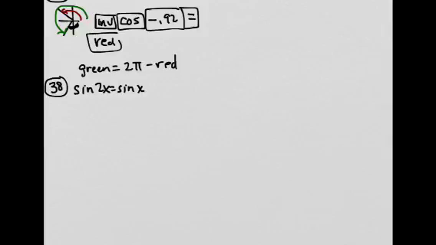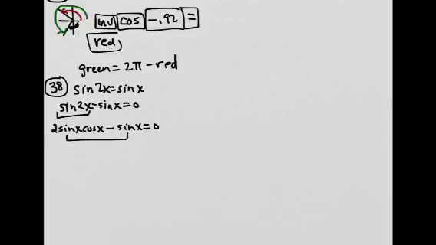For number 38, you're solving sine 2x equals sine x. You're solving for all values of x that make this true in the interval 0 to 2 pi. The first thing I would do is make one side equal to 0. So I'm going to move the sine x to the left. And then since I cannot combine sine 2x with sine x, I'm going to change this one using the double angle or the multiple angle formula to 2 sine x cosine x. And notice how they have sine in common, so I'm going to factor that out.